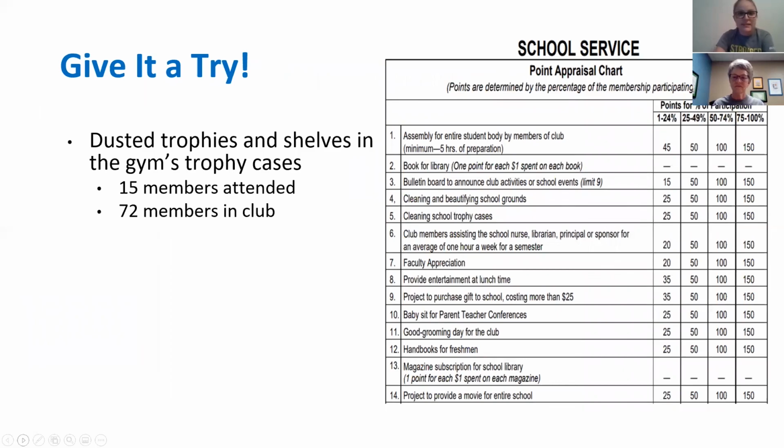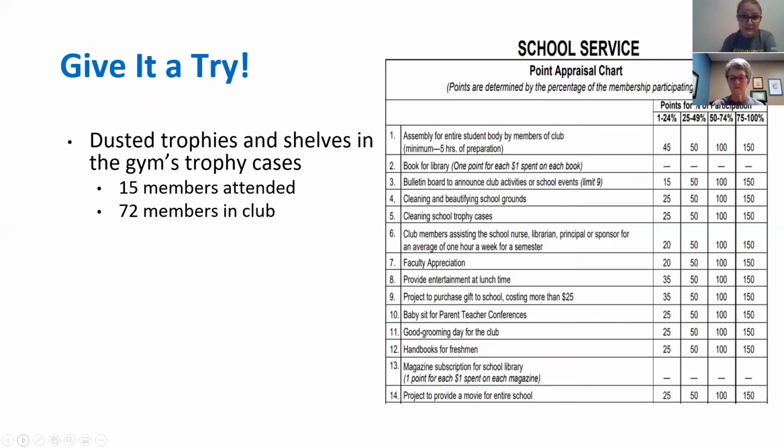All right, so let's say that your club decided to dust trophies and shelves in the gym's trophy case, which is number 5 on this point appraisal chart. And what you find on the appraisal chart, Hannah, it might not be exactly what you did, right? Yes, exactly. Close. Something very similar. Okay. So let's say that you dusted those trophies and you had 15 members attend that activity. You have 72 members in your club total.